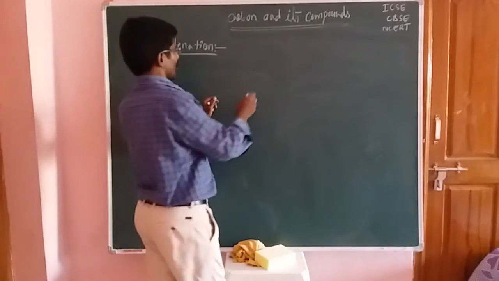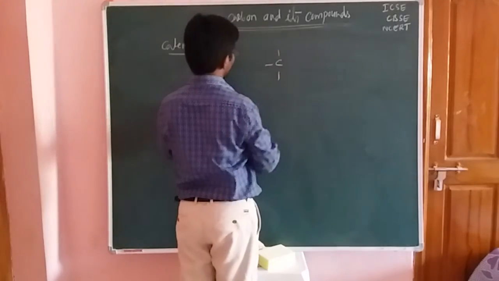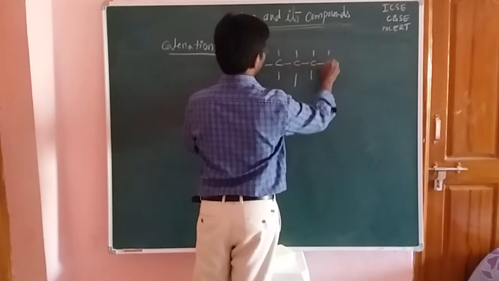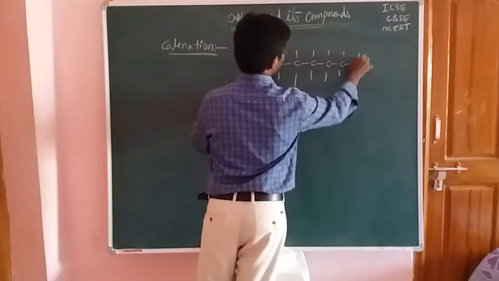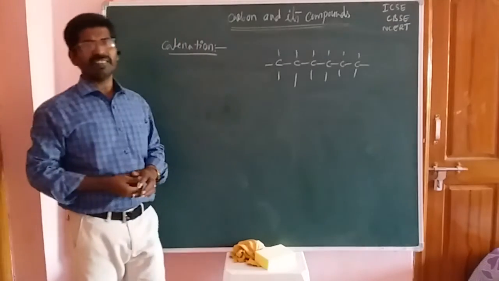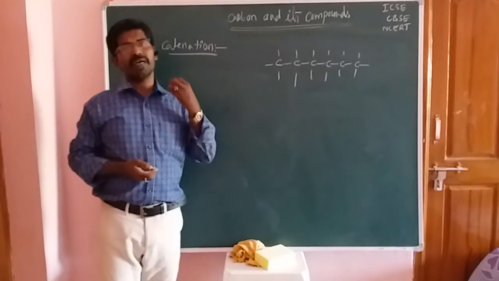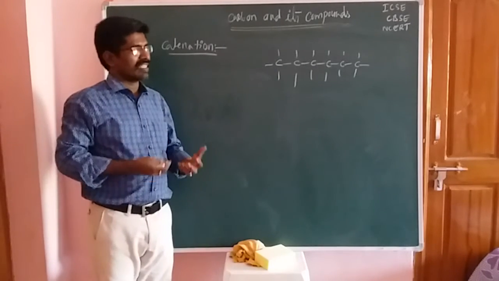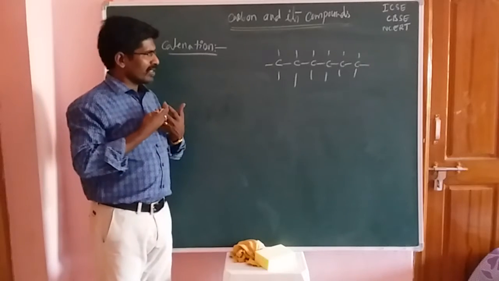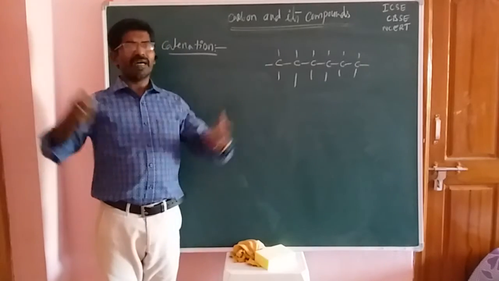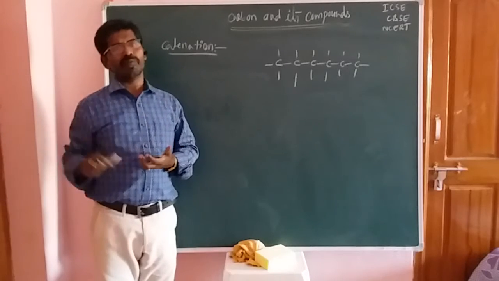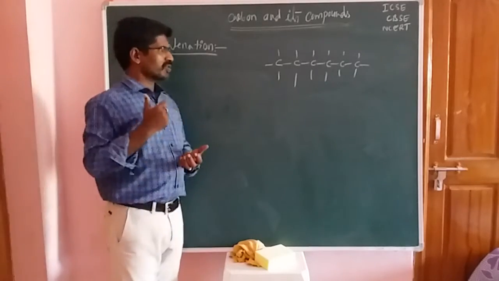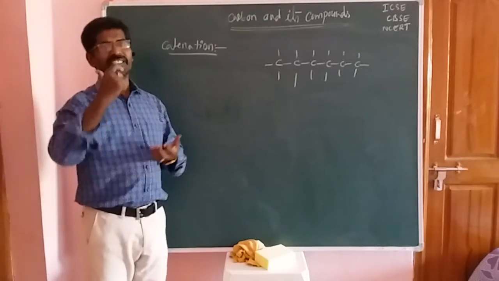First of all, you have to take a carbon atom, which is connected with another carbon atom, which is also connected with another carbon atom, and so on. This is the catenation phenomenon: self linkage of the same kind of atoms with each other. It can form long chains, cyclic compounds, branched compounds, and multiple bond containing compounds. That phenomenon is called catenation.